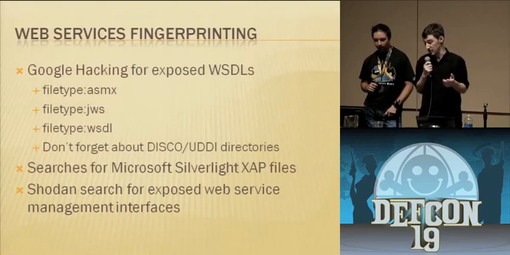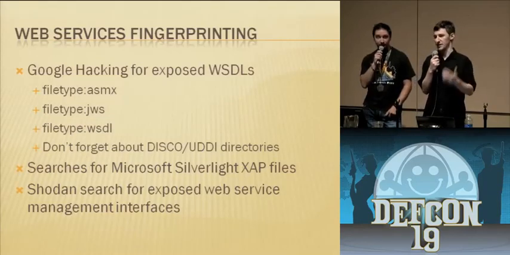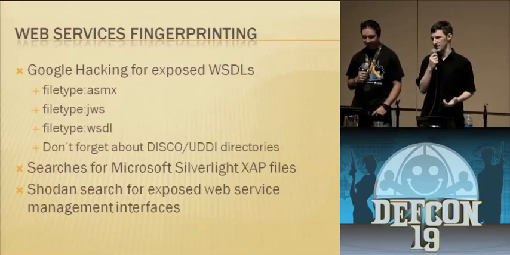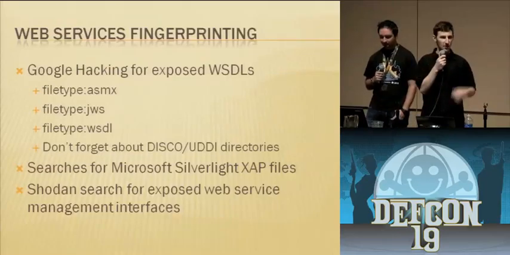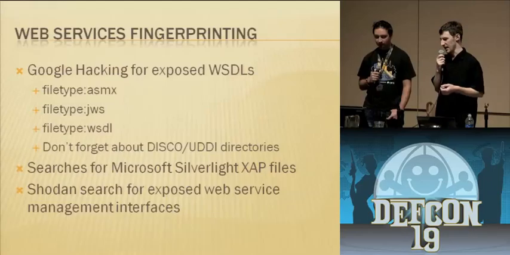From there, you can also look at using things like Shodan and Google to do this enumeration. Shodan is awesome. It's so much win. It definitely makes reconnaissance really, really easy, especially when you're looking at web applications or web services reconnaissance. It's definitely the primary method that I would use.